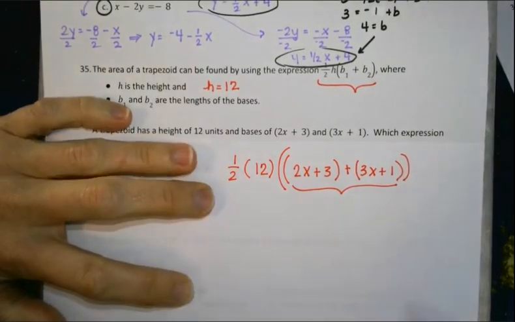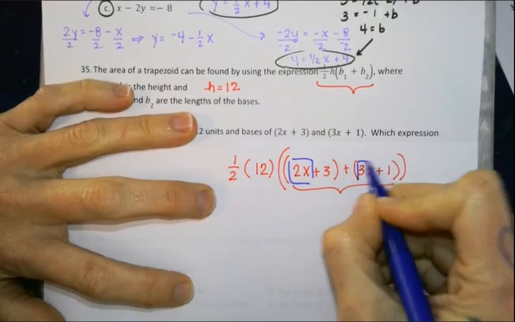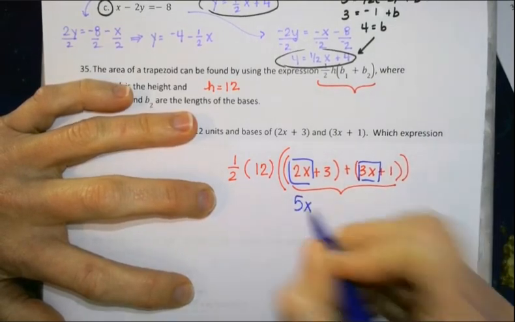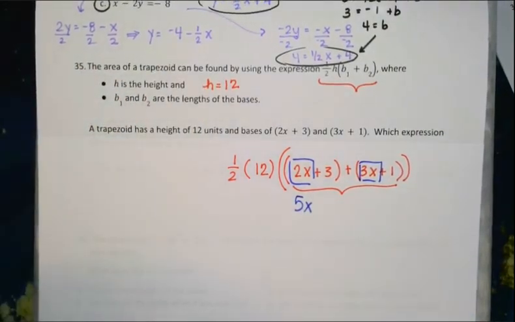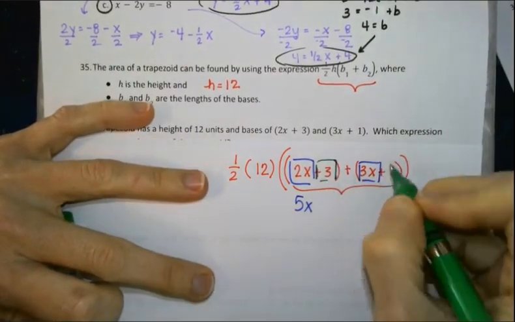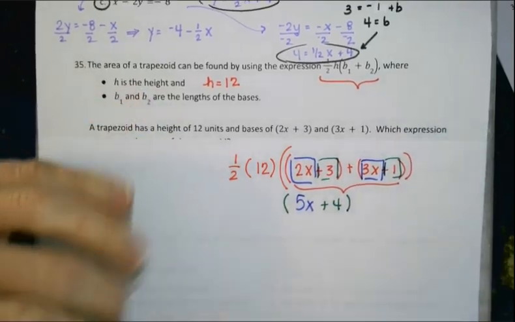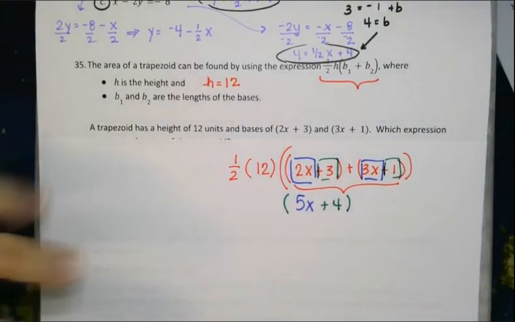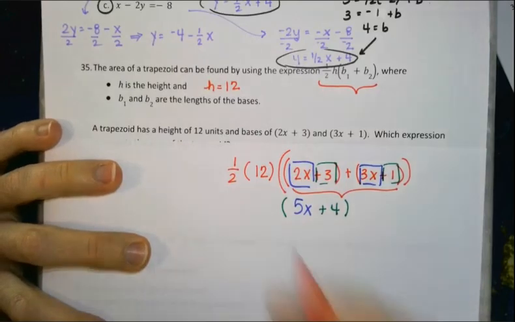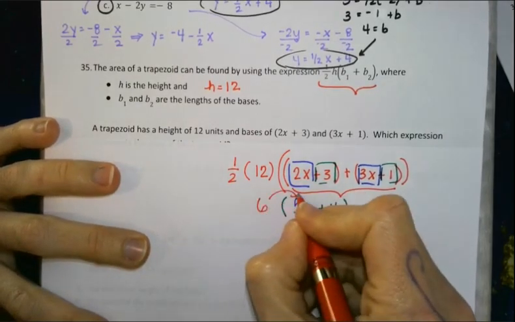And 1/2 of 12. So we have 2x and 3x. That gives us 5x. And then we also have 3 and 1 constants. So that's plus 4. All that's going to still be in parentheses. And then 1/2 of 12 is going to give us 6. And then we have to distribute.